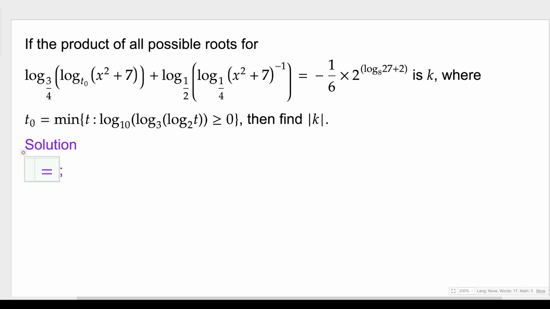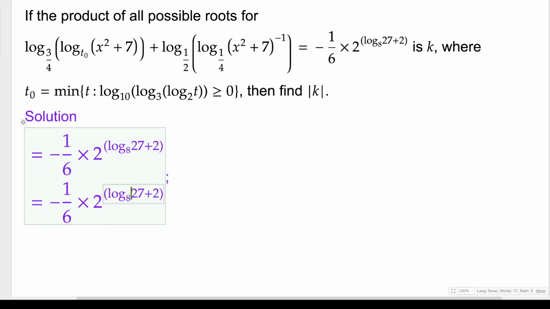First of all, if you observe this quantity, we'll try to resolve all of this one step at a time. You can observe this particular mathematical figure. This 27 can be written as 3 power 3 and this 8 can be written as 2 power 3, 2 to the power 3.